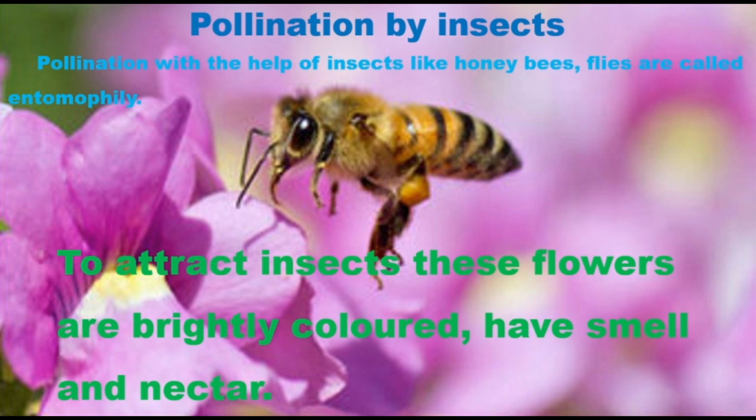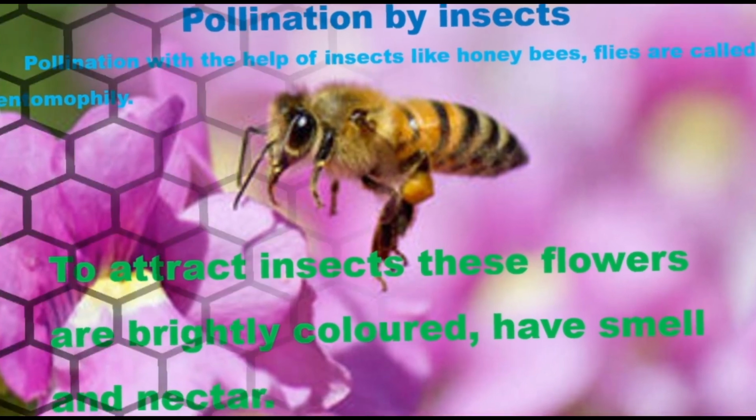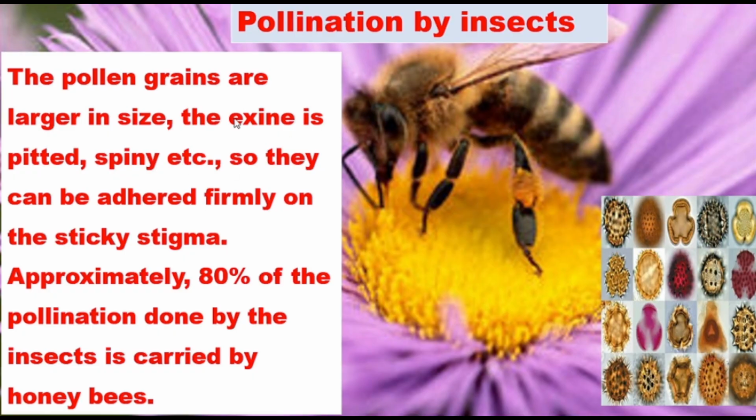So the entomophilous flower is brightly colored, with smell and nectar, to attract the insects. Then there is another character of pollination by insects. The pollen grains are large in size, because many pollen grains may be attached to the legs of the insects. When the insect flies from one place to another, some may fall off. So a large number of pollen grains are attached.